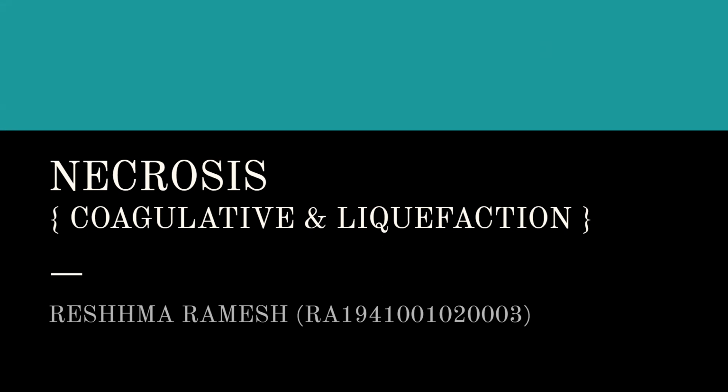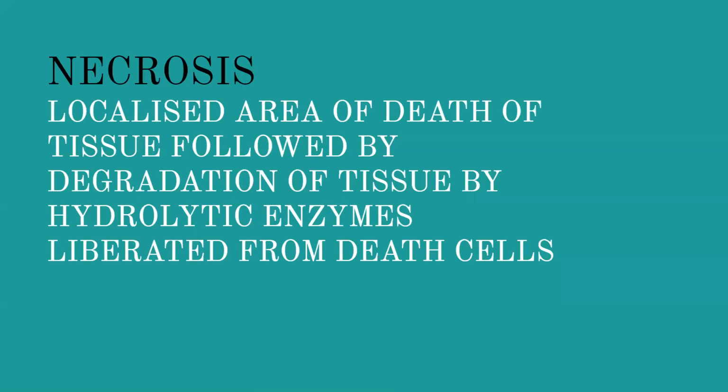So, necrosis is of five types, and I'm going to talk about the first two, coagulative and liquefaction. Necrosis is the localized area of death of tissues followed by degradation of tissue by hydrolytic enzymes liberated from the dead cells. So the dead cells release hydrolytic enzymes which in turn lead to the degradation of the tissue.